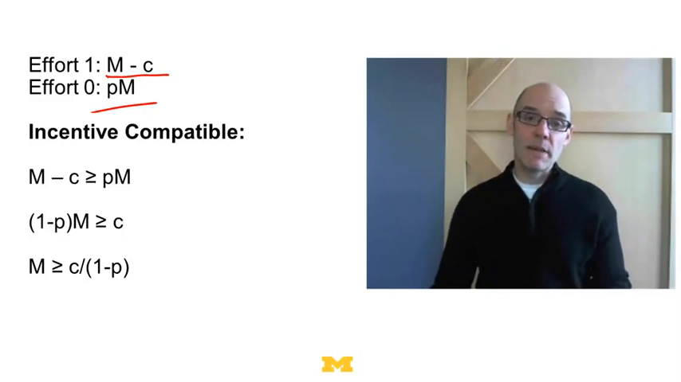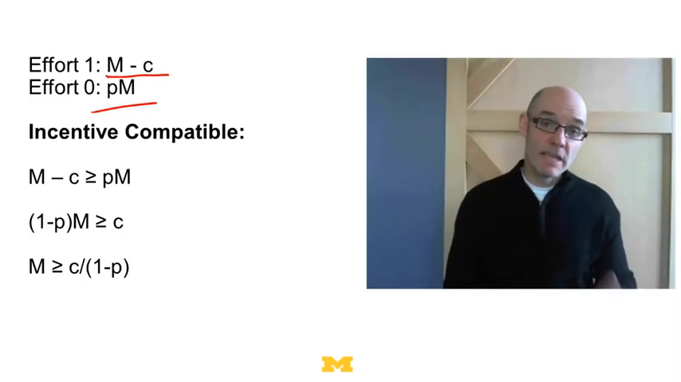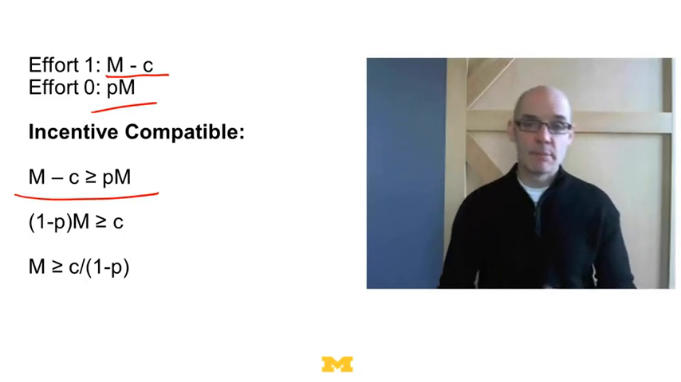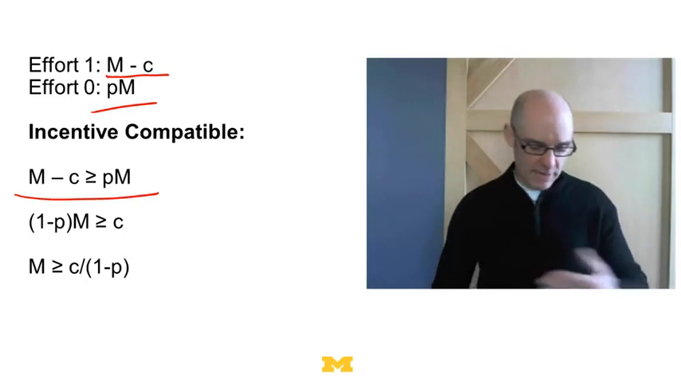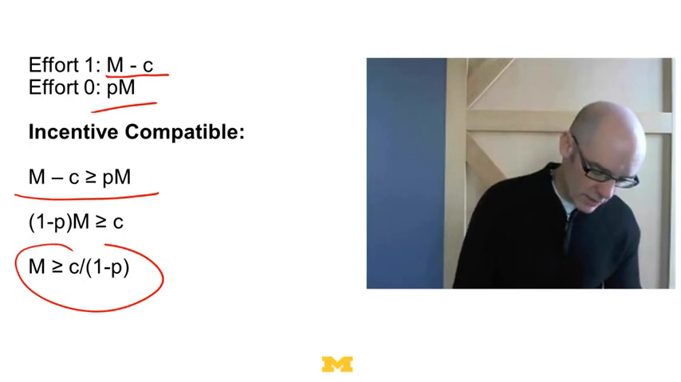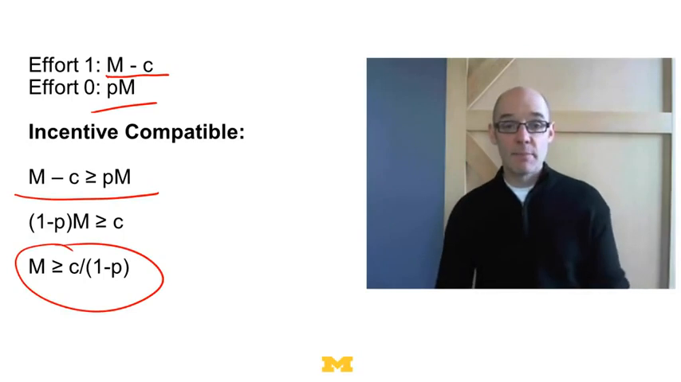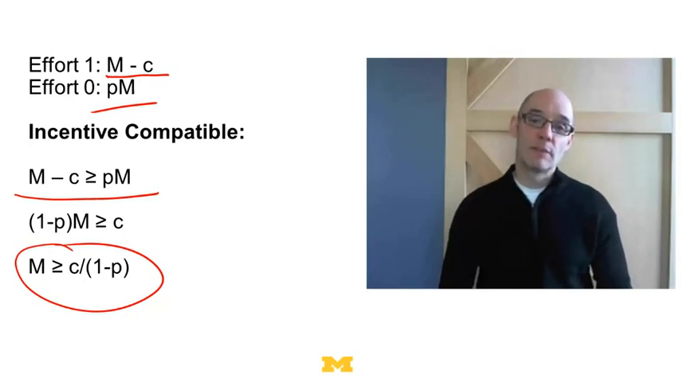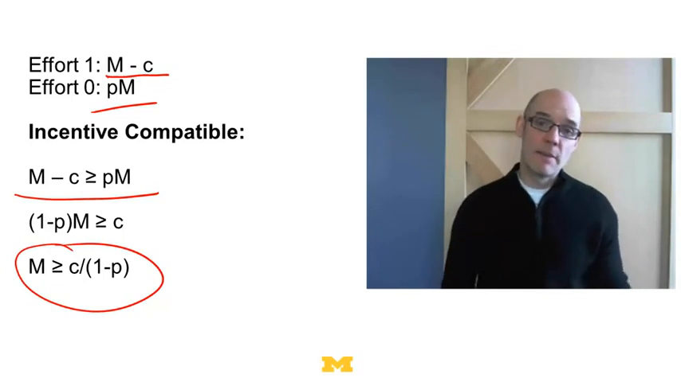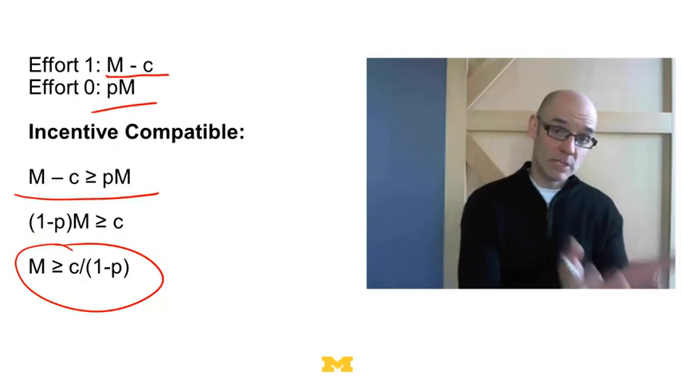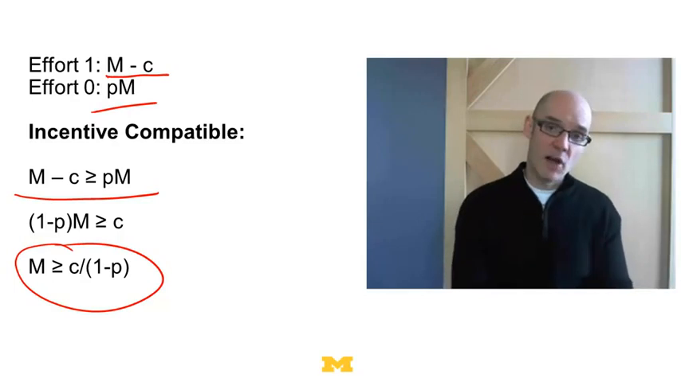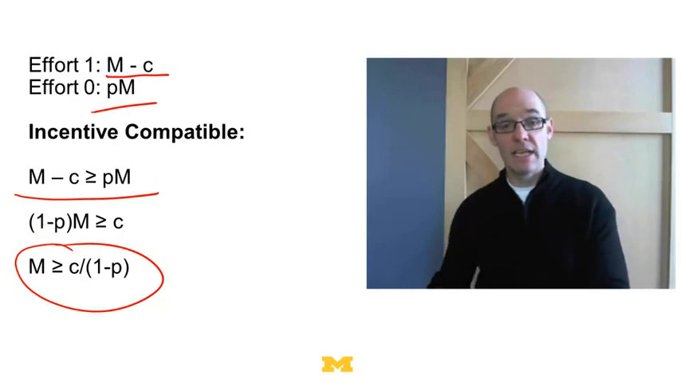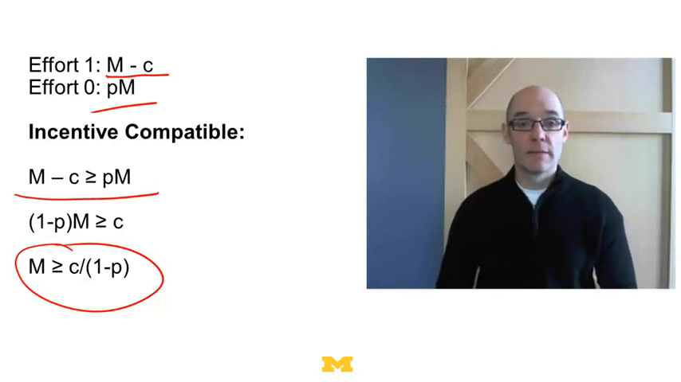So the incentive compatibility constraint, which is the idea that it makes more sense for them to work hard, means that M minus C has got to be bigger than P M. And if I manipulate things around, I get the following inequality, that I've got to pay them at least C over 1 minus P. So this is the solution. If I want to induce people to work hard, the amount of money I've got to pay them for a good clay pot is going to be the cost of effort divided by 1 minus the probability that if they were lazy, they got a good outcome anyway.